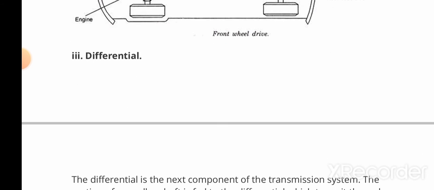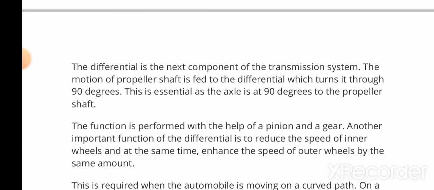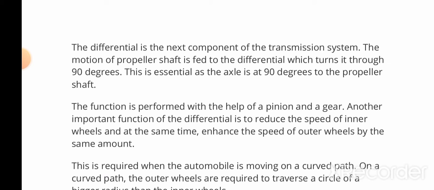So our next topic is the differential. The differential is the next component of the transmission system. The motion of the propeller shaft is fed to the differential, which turns it through 90 degrees. This is essential as the axle is at 90 degrees to the propeller shaft. The function is performed with the help of a pinion and a gear. Another important function of the differential is to reduce the speed of the inner wheels and at the same time enhance the speed of the outer wheels by the same amount.